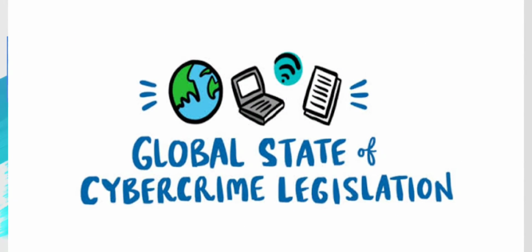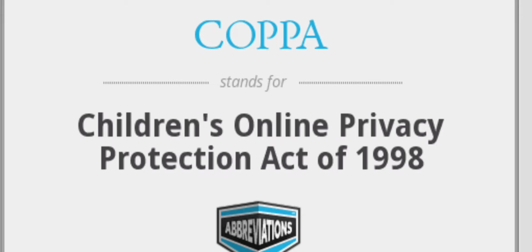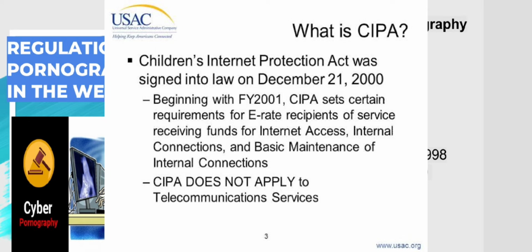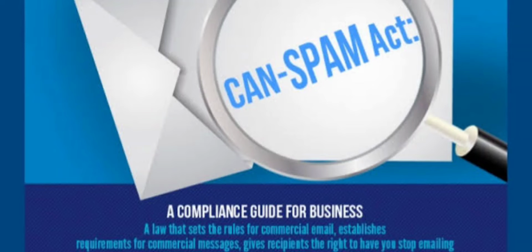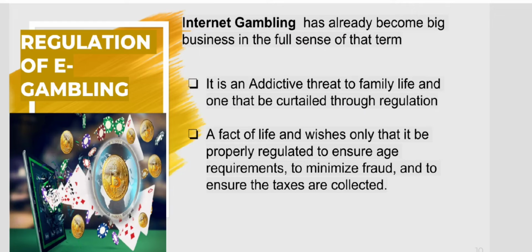Several pieces of legislation have been passed by Congress for the protection of children against sexual exploitation. These include the Children's Online Privacy Protection Act of 1998, the Children's Internet Protection Act of 2000, and the Controlling the Assault of Non-Solicited Pornography and Marketing Act of 2003. Regulations of e-gambling. Internet gambling has already become big business in the full sense of that term. It is an addictive threat to family life, and one that can be curtailed through regulation. Others see it as a fact of life and wish only that it be properly regulated to ensure age requirements, to minimize fraud, and to ensure the taxes are collected.